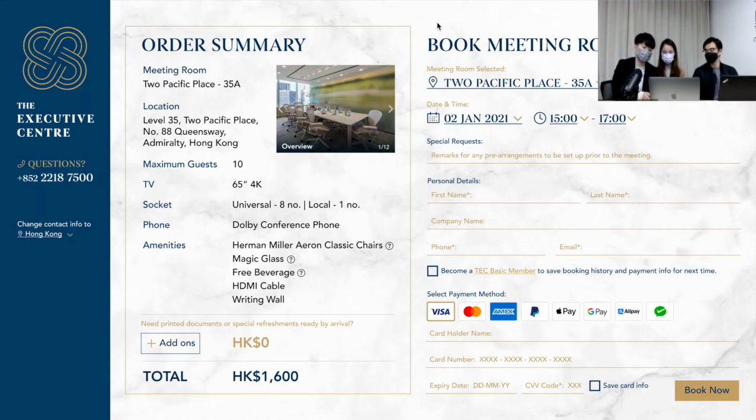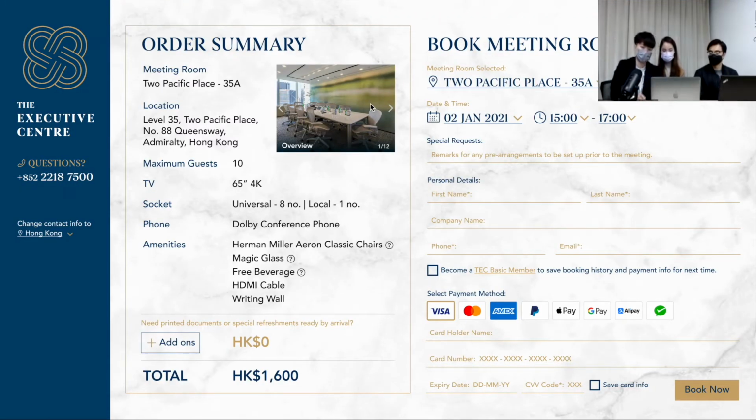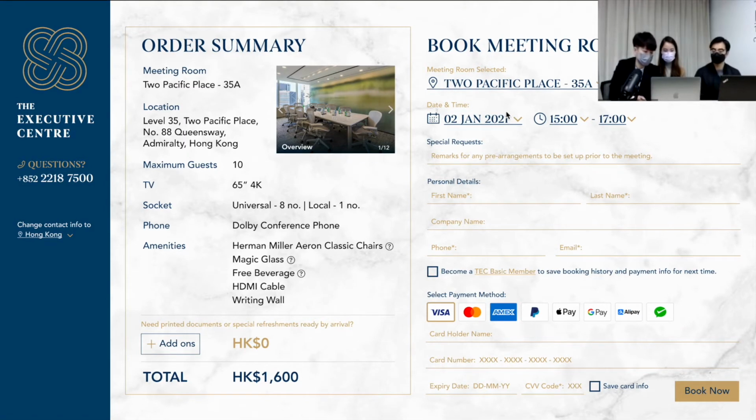As mentioned before, we would like to simplify the checkout process down to one page. So this is the room that we chose just now, and this is all the information. If you want to preprint any documents or prepare some drinks for your clients before the meeting, you can click on add-ons, and it will be added to the total price. Then you fill in some basic information and your credit card, and that's it. You have your meeting room booked.